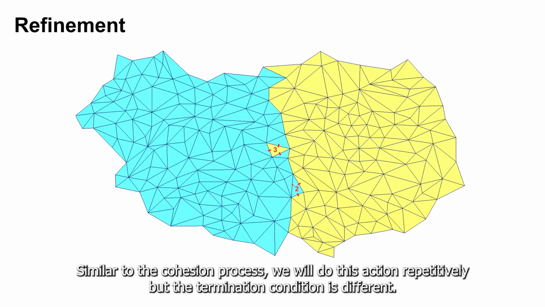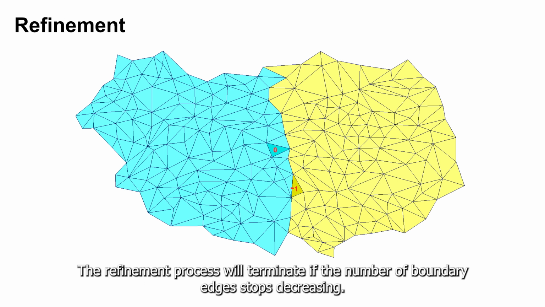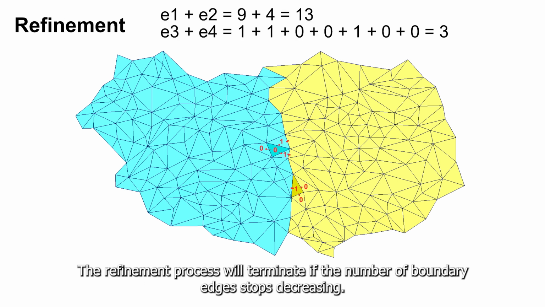Similar to the cohesion process, we will do this action repetitively, but the termination condition is different. The refinement process will terminate if the number of boundary edges stops decreasing.